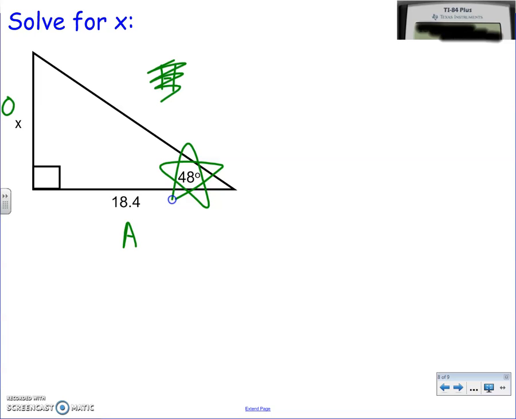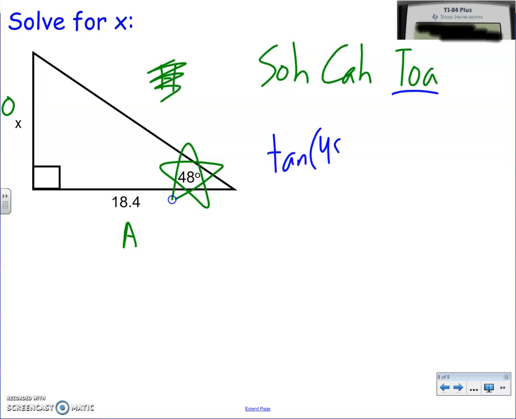Which of the three uses only A and O, or O and A? SOH has H and O, which we don't want. CAH has H and A, which we don't want. TOA has both O and A and no H. That's perfect. We are going to use TOA, tangent. Tangent of our angle, 48 degrees, equals the fraction O divided by A.